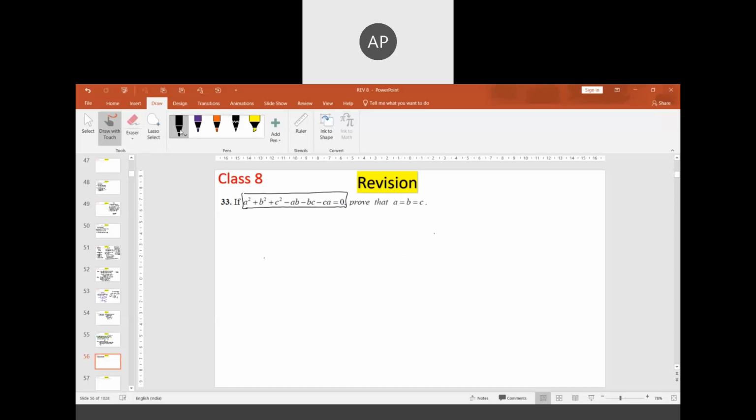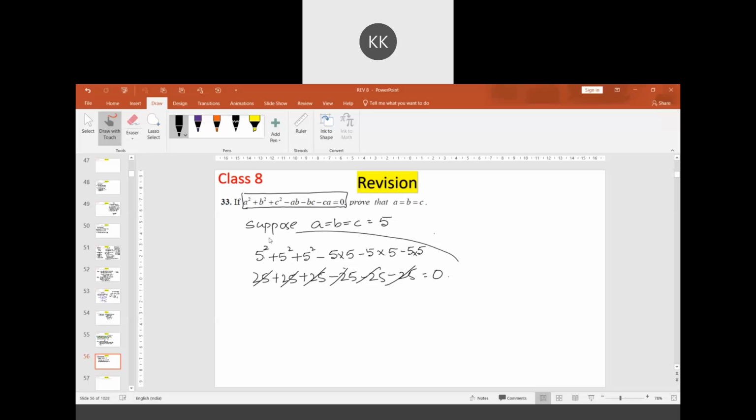That is like proving in another way. Yes, sir. Suppose A is equal to B is equal to C is equal to some number, if you take 5. 5 square plus 5 square plus 5 square minus 5 into 5 minus 5 into 5 minus 5 into 5. 5 square is 25 added to 25 added to 25 minus 25 minus 25 minus 25. These all will get cancelled, sir. We will be getting 0.